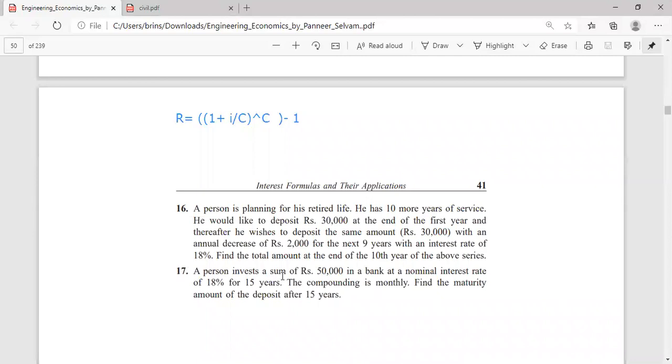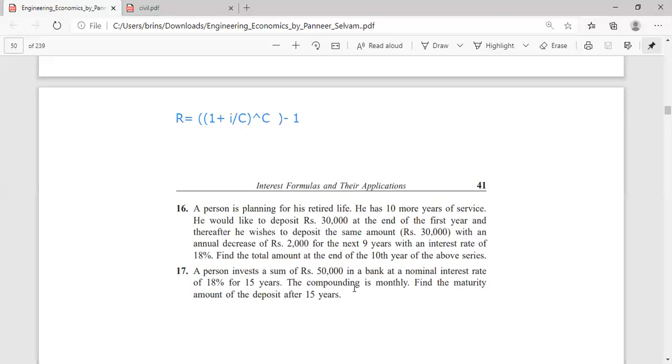A person invests a sum of 50,000 in a bank at a nominal interest rate of 18% for 15 years. Compounding is monthly. Find the maturity amount after 15 years. Okay, so here they have given you monthly. Monthly means 12 times, right? So the number of interest periods per year will be 12.